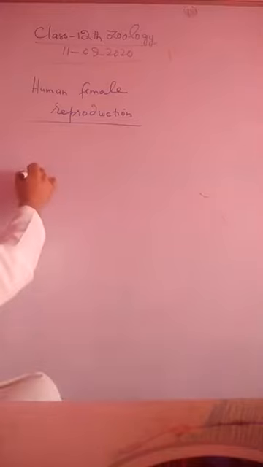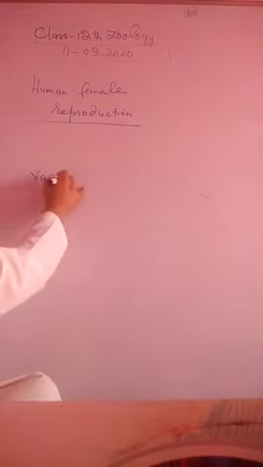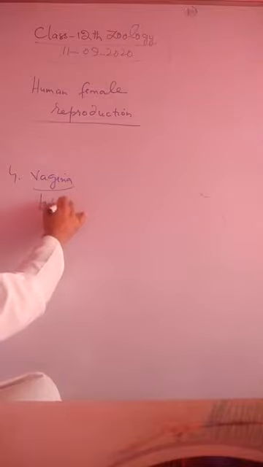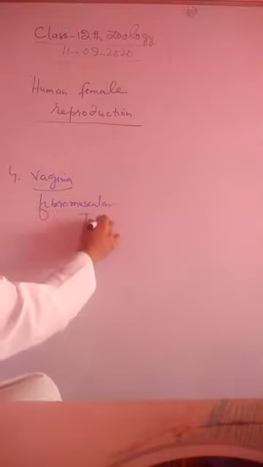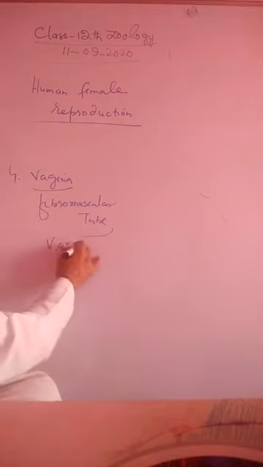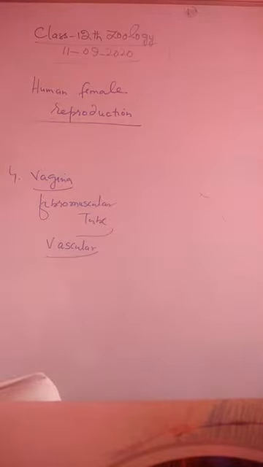One more organ of the human female reproductive system is the vagina. This is the fourth important structure. It is a fibromuscular tube in nature. It extends backwards in front of the rectum and anal canal from the cervix to the vestibule. It is a highly vascular tube, containing an extraordinary supply of blood vessels.